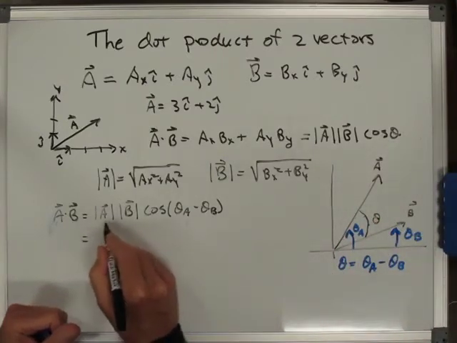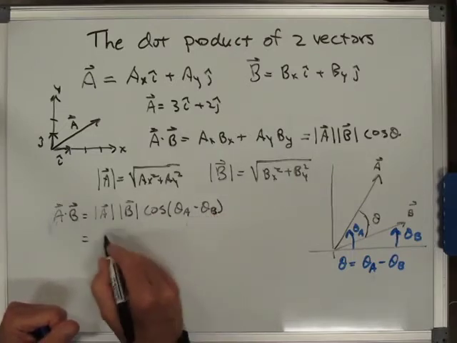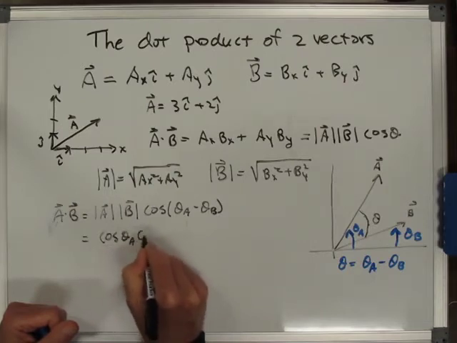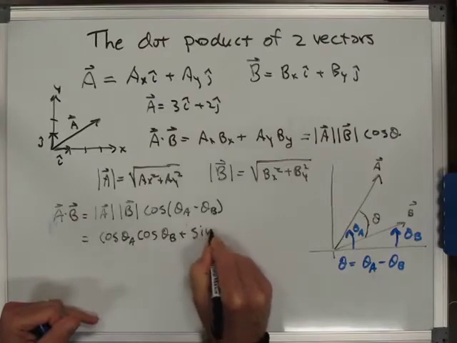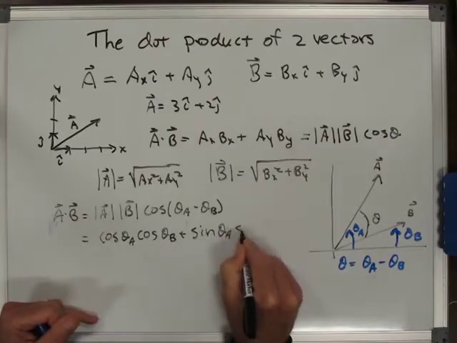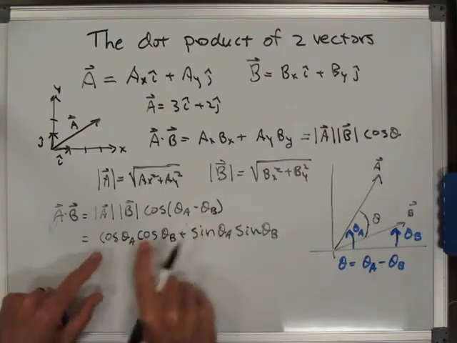We already know what these guys are. These guys are written here. And so what is this? Well, if you use the difference formula, this is cosine theta A cosine theta B plus sine theta A sine theta B, right? That's what the difference formula is for cosine.